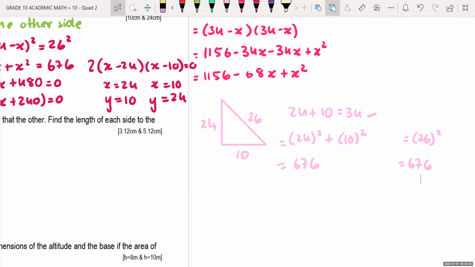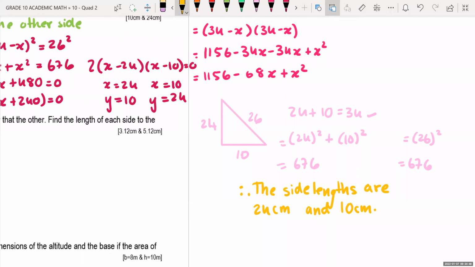And then to finish off this question, which is kind of all over the place, I'm going to have to fix it later. It is our therefore statement. So therefore, the question was find the lengths of the other two sides. The side lengths are, and I always write my units at the end, 24 centimeters and 10 centimeters.